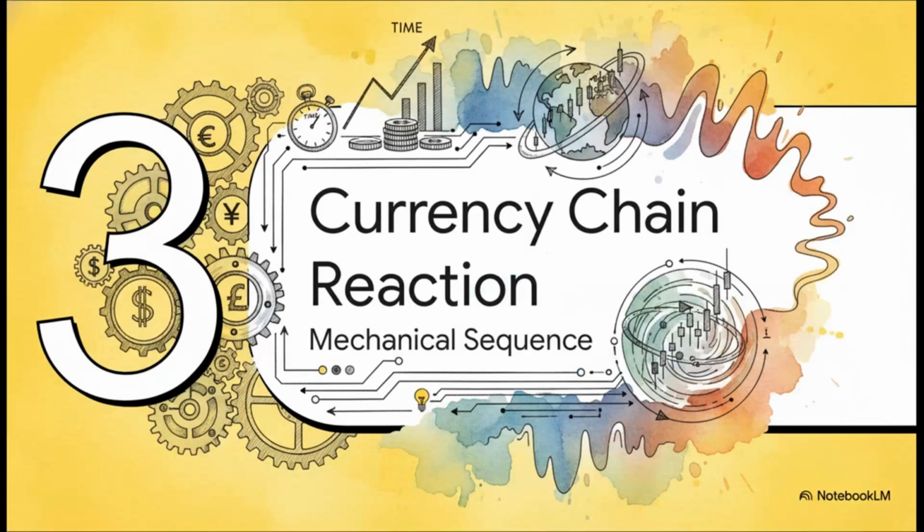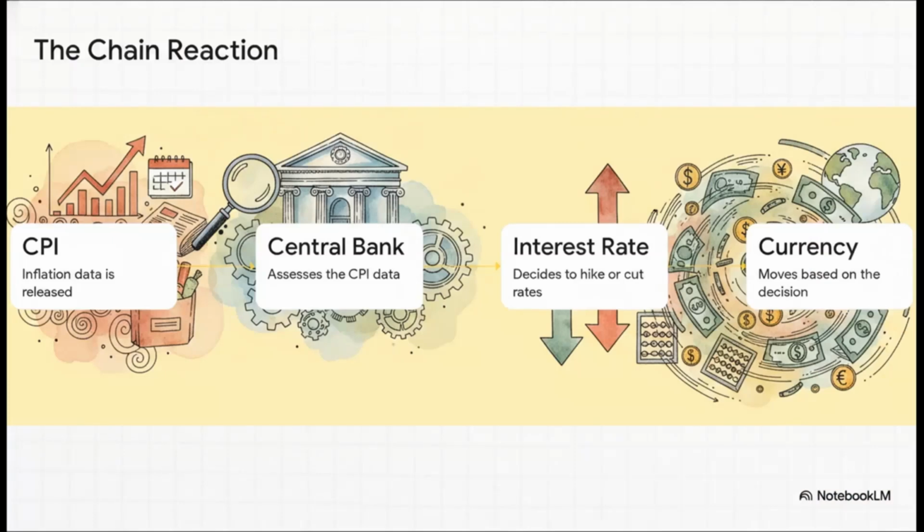Which brings us to Section 3, the currency chain reaction. Let's map out the exact mechanical sequence of events that drives market movement. This is the specific flowchart you really need to master. Step 1, the CPI data is released to the public. Step 2, the central bank assesses that data to see exactly how fast the economy is moving. Step 3, based on that CPI reading, they make an interest rate decision. Do we raise rates, cut them, or hold them steady? And finally, step 4, the currency moves based on that interest rate decision. So it goes CPI to central bank to interest rate to currency.